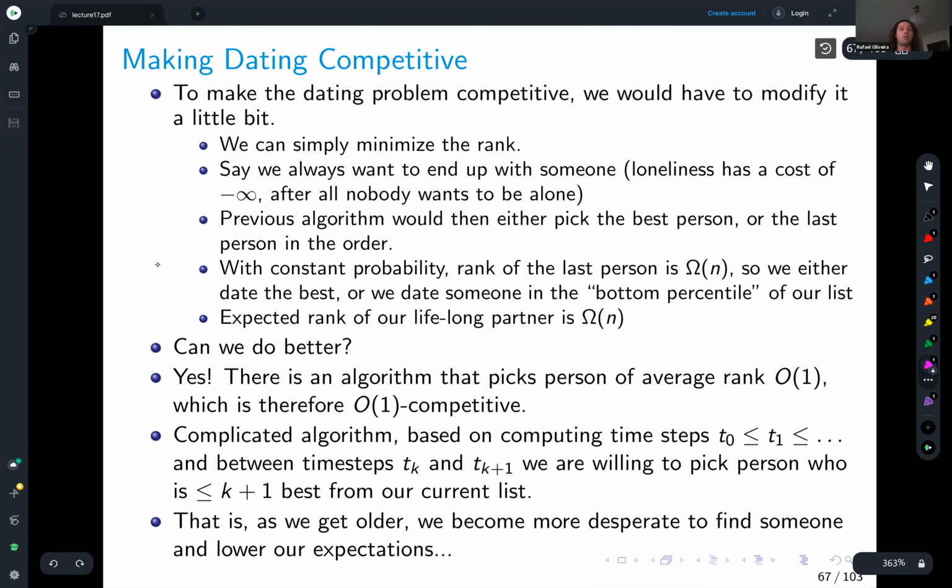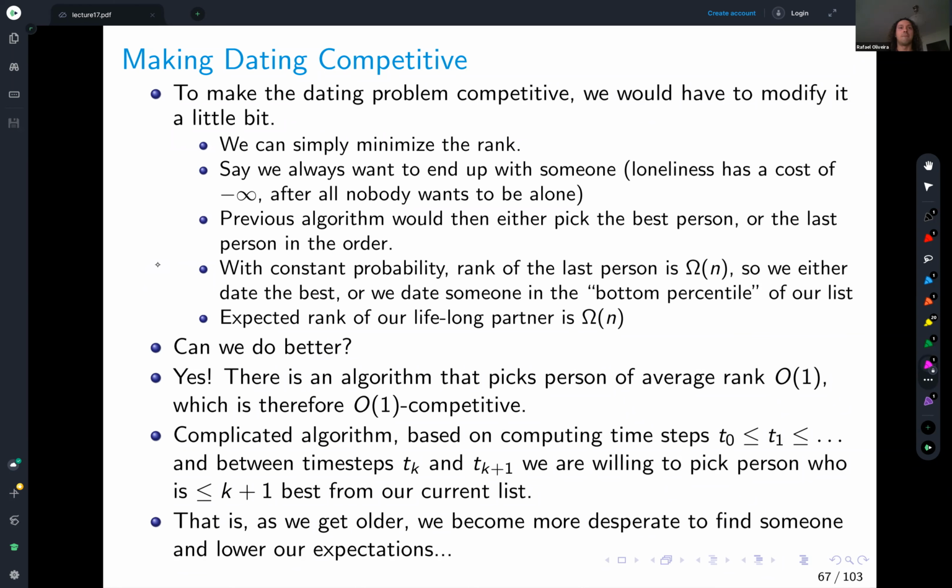So the algorithm is a little bit complicated, but it encapsulates exactly this intuition that as you get older, we become more desperate to find someone. So what do we need to do? We need to lower our expectations, right? It turns out that this algorithm is O of 1 competitive, which is pretty good compared to all the terrible assumptions that we have made. So if you believe those assumptions, then you can certainly use this algorithm and you'll be O of 1 competitive to the best you could do. But again, those assumptions are pretty terrible.